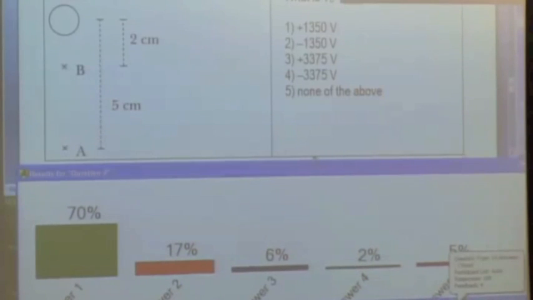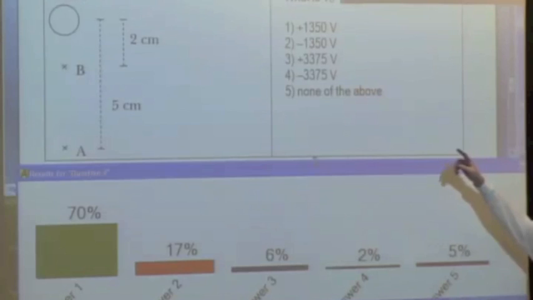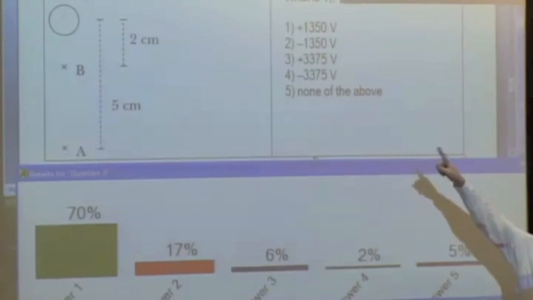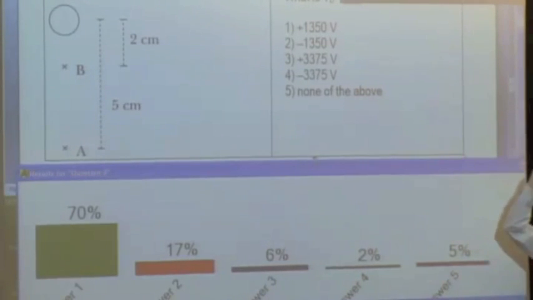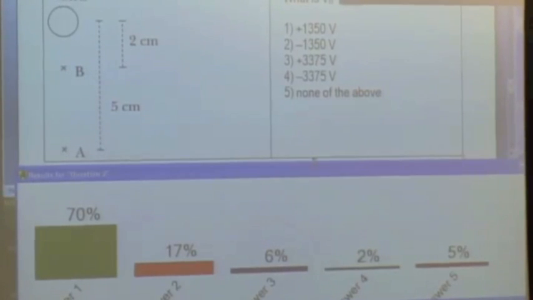Again, we can check the sign, right? Because the electric field is pointing down. It's positive charge. The path is going up. So if the field and the path are in opposite directions, we should get a positive change in potential. So that's only 1 or 3, basically. And you can plug it in.